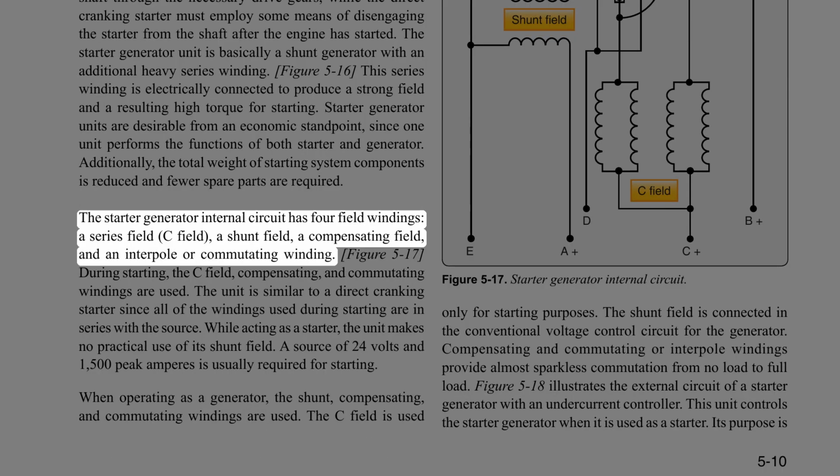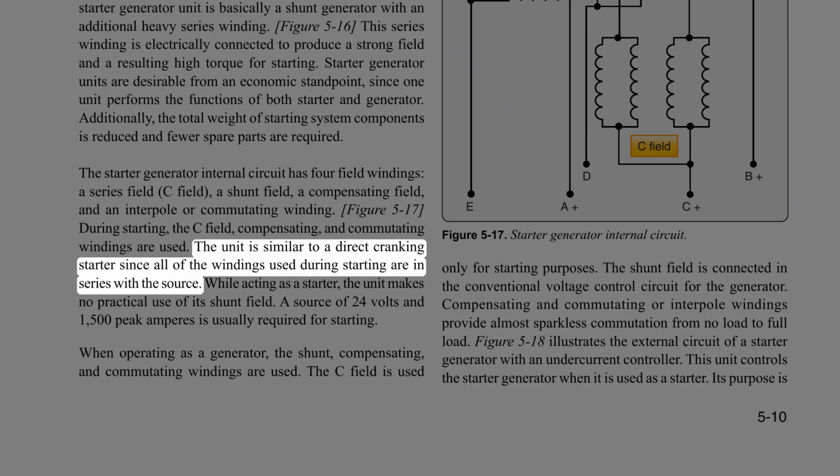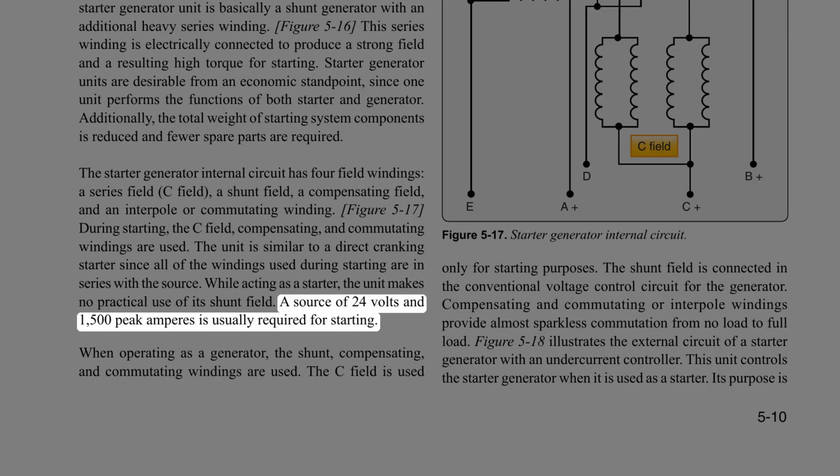The starter generator internal circuit has 4 field windings: a series field, C field, a shunt field, a compensating field, and an interpole or commutating winding. During starting, the C field, compensating, and commutating windings are used. The unit is similar to a direct cranking starter since all of the windings used during starting are in series with the source. While acting as a starter, the unit makes no practical use of its shunt field. A source of 24 volts and 1500 peak amperes is usually required for starting.